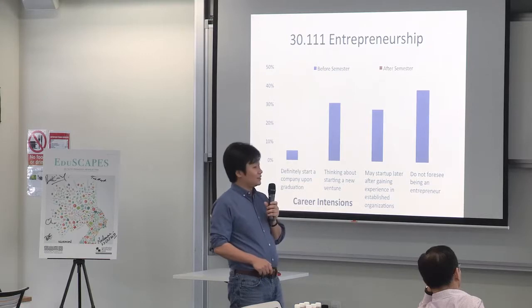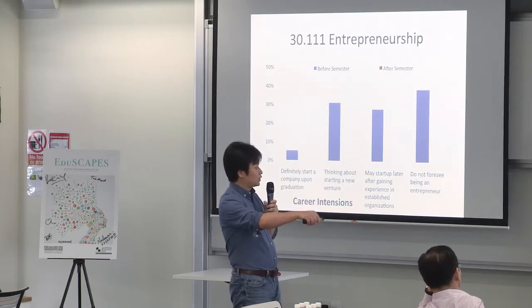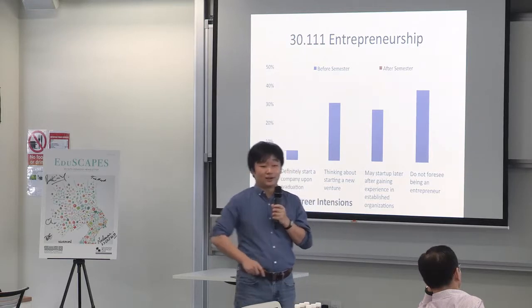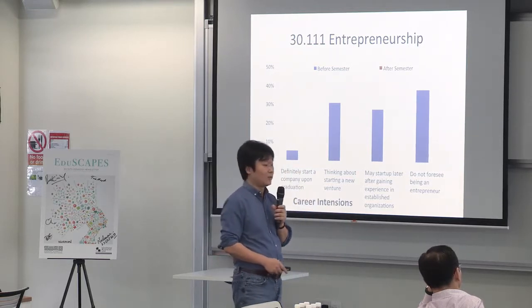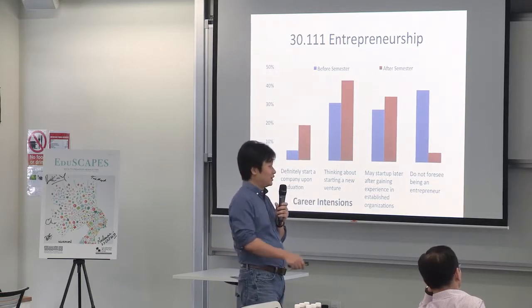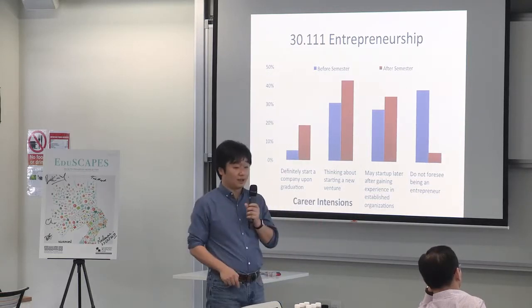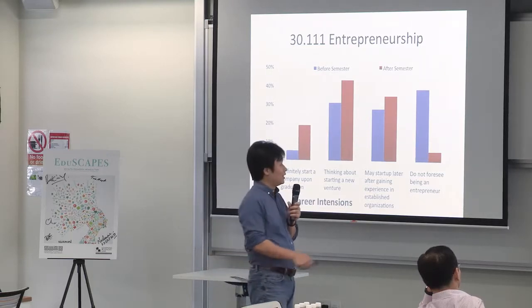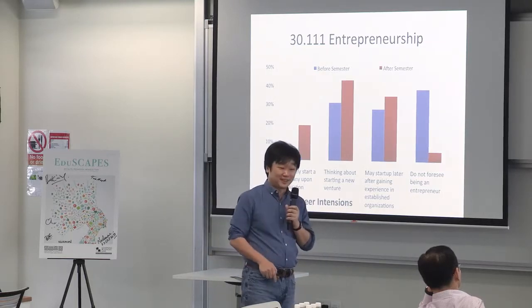So before the class, we found the distribution to the right. I mean, most of the students have not really thought about entrepreneurship as a career option. So I did this survey again after the class, at the end of the semester. I found the distribution is more skewed to the left, and fewer students do not foresee being an entrepreneur. A lot of them have started to think about it, right?